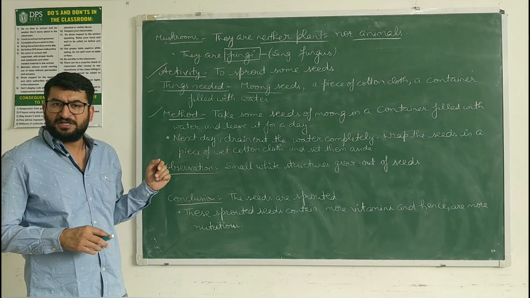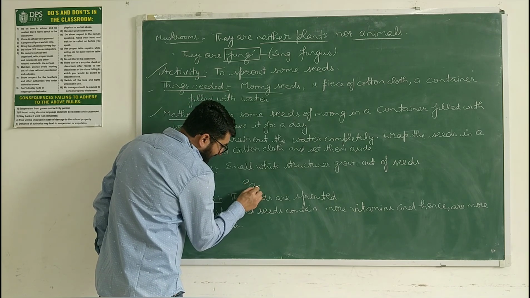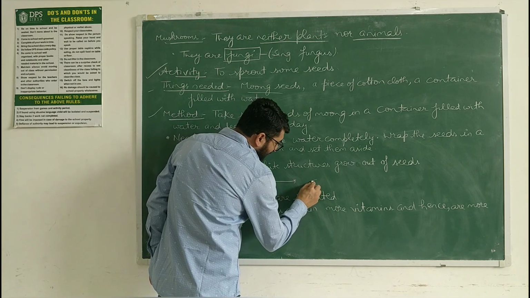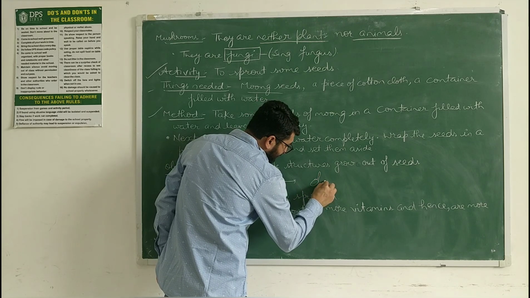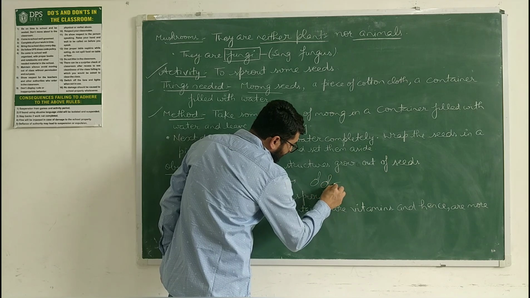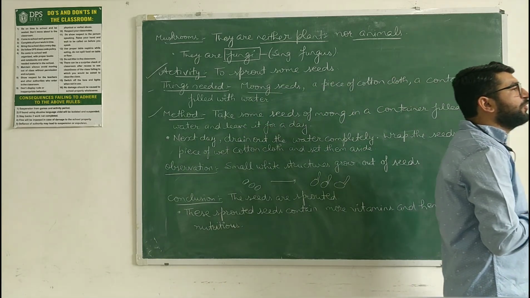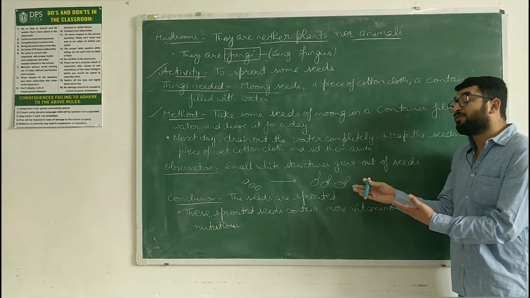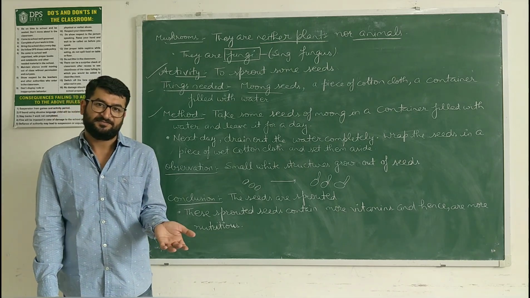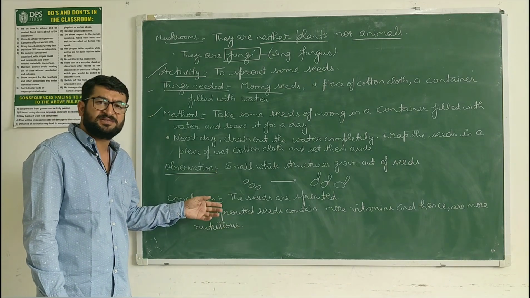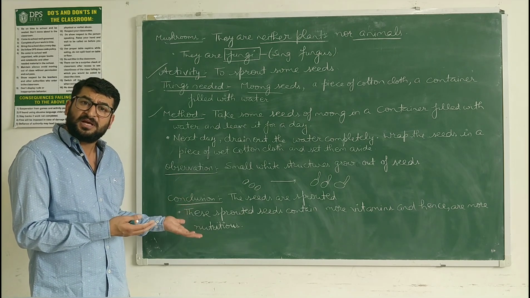You'll observe that from the seeds, which were initially like this, white color thread-like structures will grow. Their seed coat breaks, and white color thread-like structures will grow from the seeds, and they are known as sprouts. They are known as sprouted seeds. They are rich in vitamins. They contain more proteins as compared to the usual pulses, so they are more nutritious.